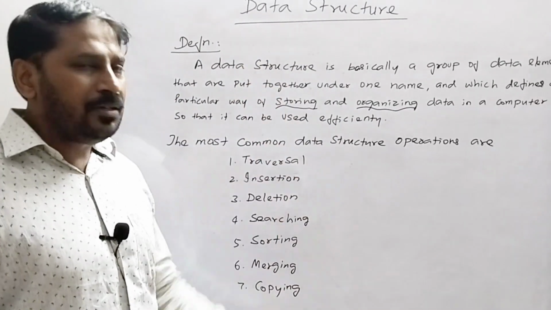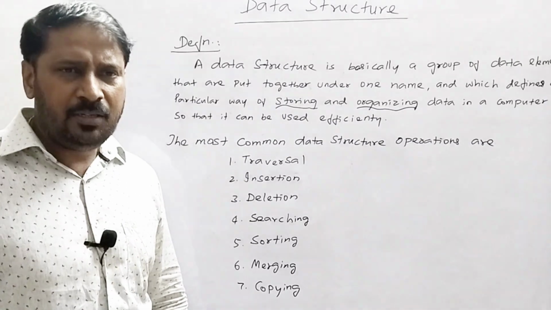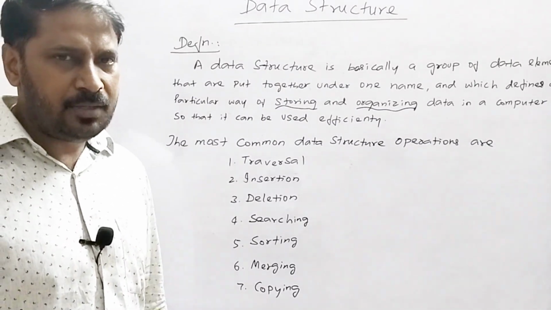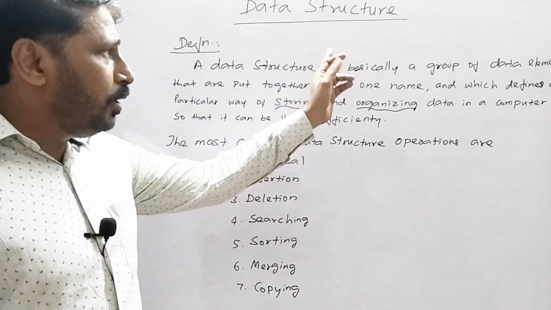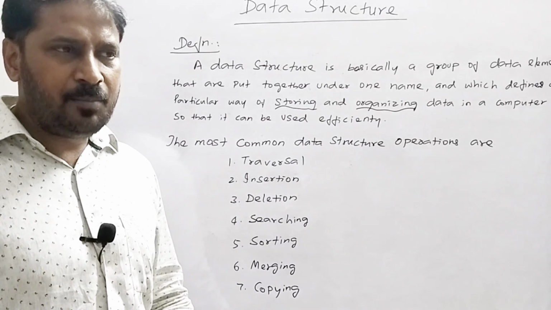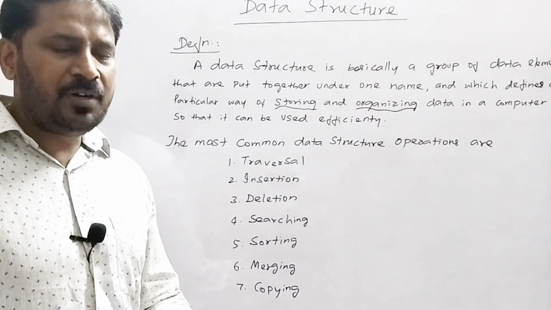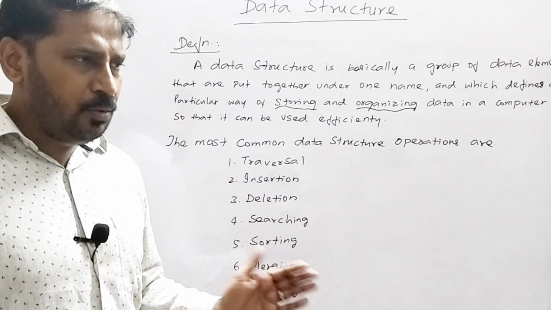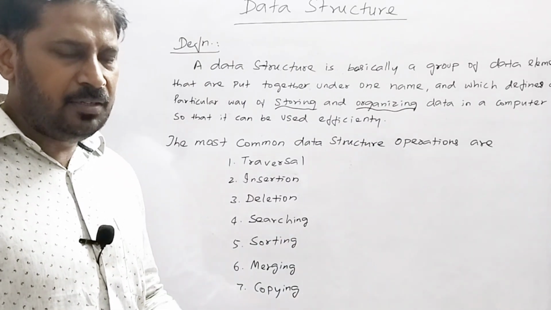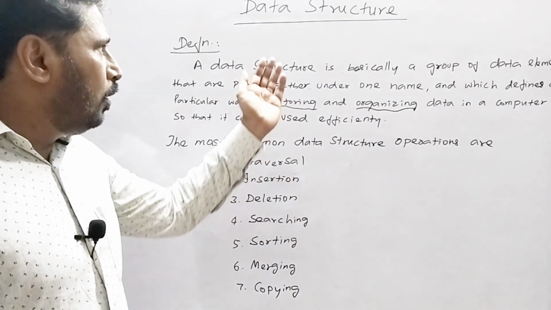What do you mean by data? Data is nothing but information. We already know that as computer science students. What do you mean by structure? Structure is nothing but some kind of arrangement. What kind of arrangement? There are several kinds of arrangements. We are going to see them in detail in the succeeding videos.